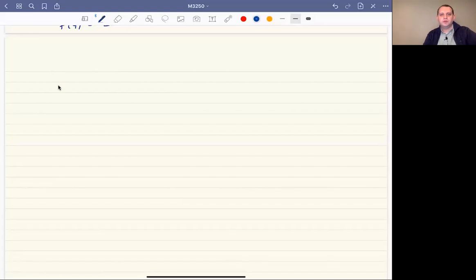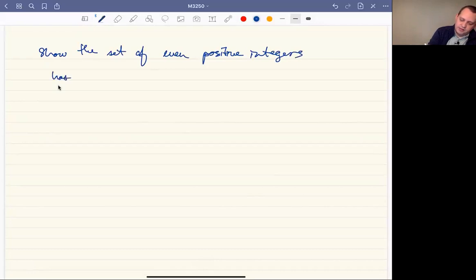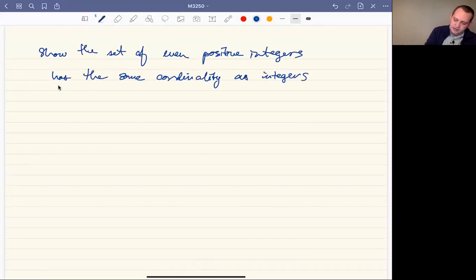Okay, I want to do two more examples of countable sets. The first is I want to show that the set of even positive integers has the same cardinality as the integers. And this isn't too much of a step from the previous example where we saw that the set of non-negative integers had the same cardinality as the integers.